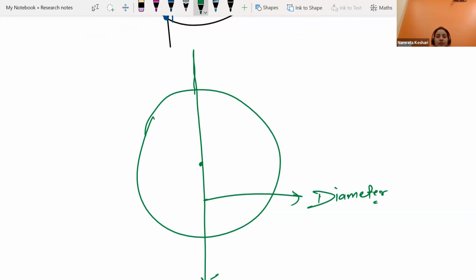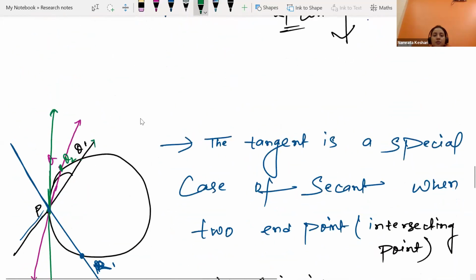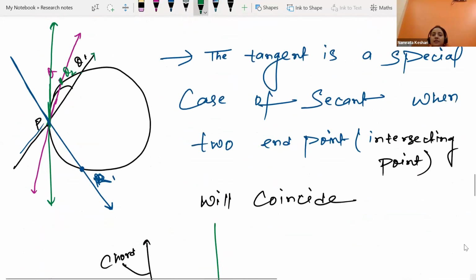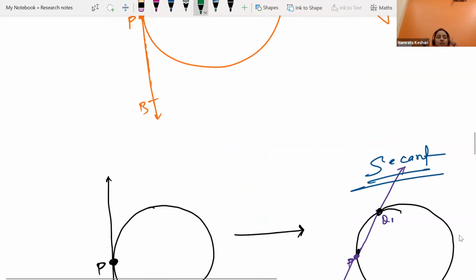Yes. Okay, so yes, this point at which the tangent is touching the circle is called the point of contact. Is it clear so far? Let me summarize what we have discussed.